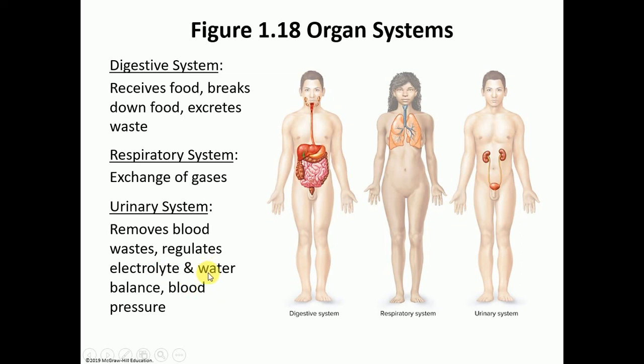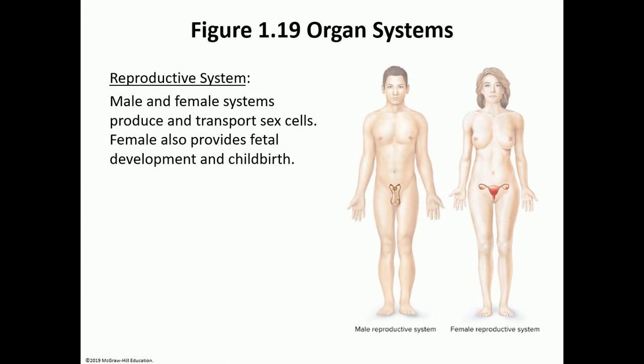For the reproductive system, those are made out of the gonads and the production of gametes, which would be either the ovum or the sperm. And in addition, the female body is able to provide an area for fetal development and childbirth.